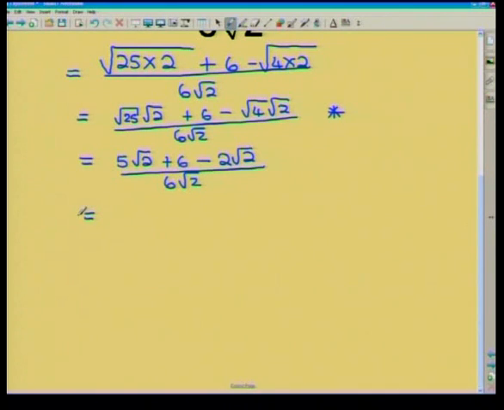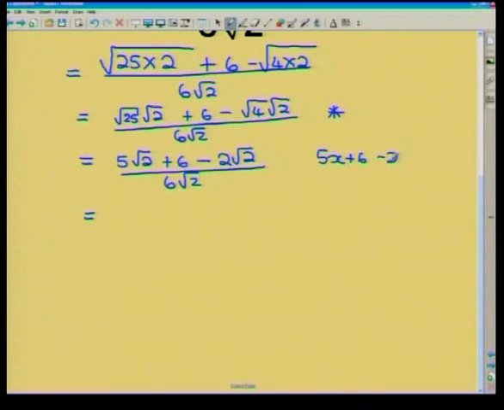Right, now what we need to understand is these root 2's are like variables in the sense that they're the same kind of animal. So if I'd had an expression 5x plus 6 minus 2x over 6x, you would have had no problem dealing with that. You would have just said, well, 5 minus 2 is 3x plus 6 over 6x, and you would have gone on from there. Okay, so all we're going to do is exactly that. We're going to treat these root 2's like they are variables, and we can add them up and divide by them and all sorts of exciting things.